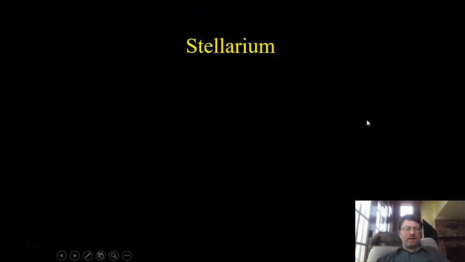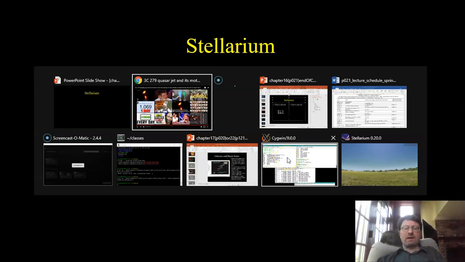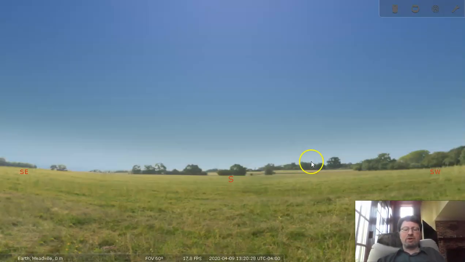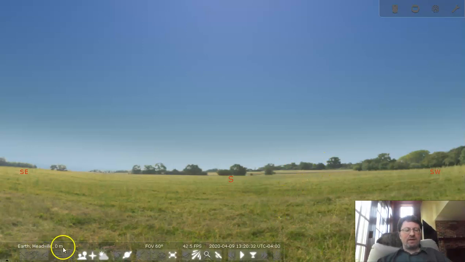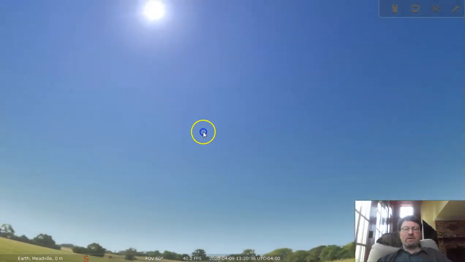Well, I wanted to finish today by saying a little bit about the night sky and introducing you to the new constellations that you'll be responsible for knowing on the final exam. And there's this program, Stellarium, that I'm going to use to help show this to you. Right now, we're here on Earth in a field in good old Meadville, Pennsylvania. And we can look around in the sky.